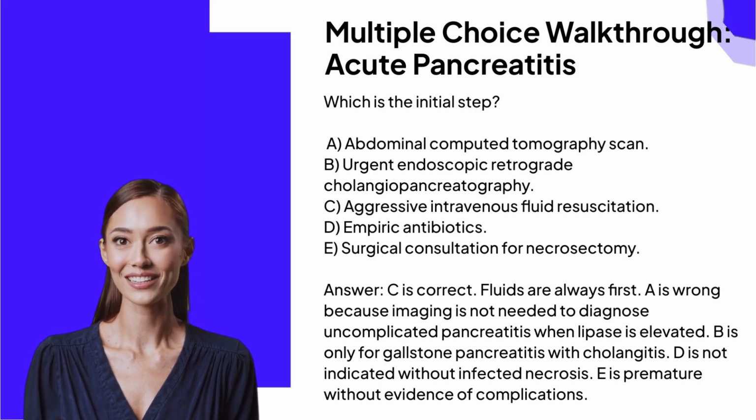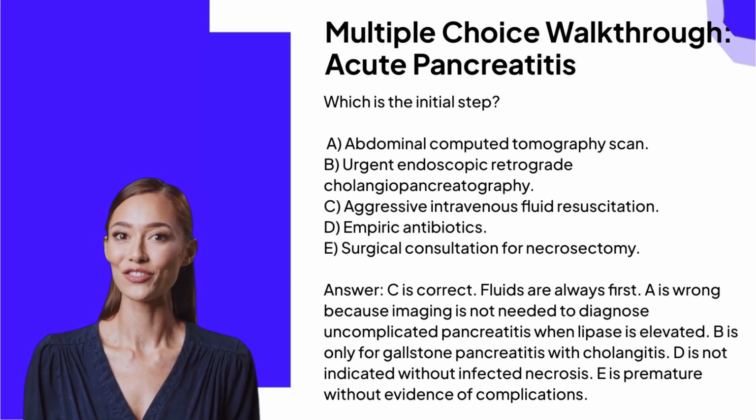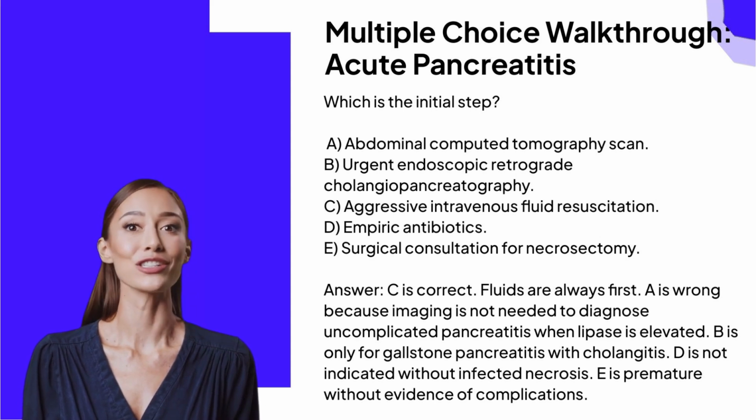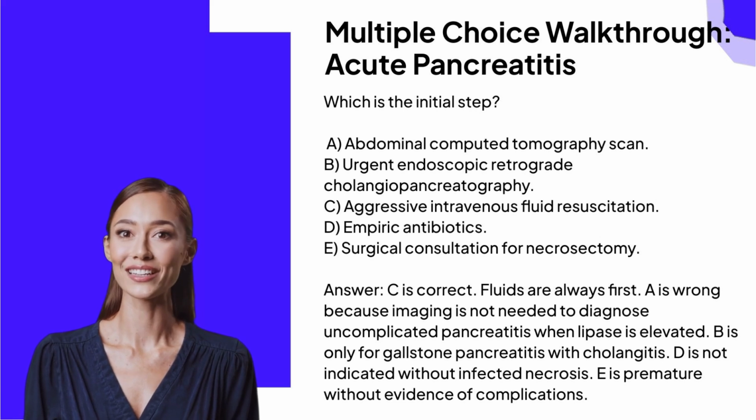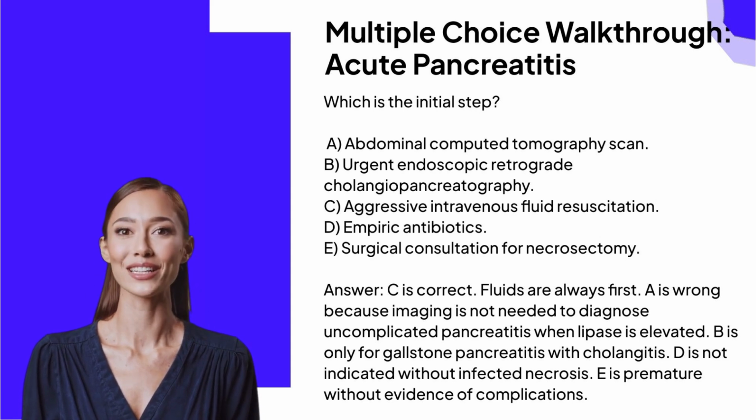cholangiopancreatography, is only indicated for gallstone pancreatitis with concurrent cholangitis. Option C, aggressive intravenous fluid resuscitation, is correct. Fluids are always first. Option D, empiric antibiotics, are not indicated without evidence of infected necrosis. Option E, surgical consultation for necrosectomy, is premature without evidence of complications.